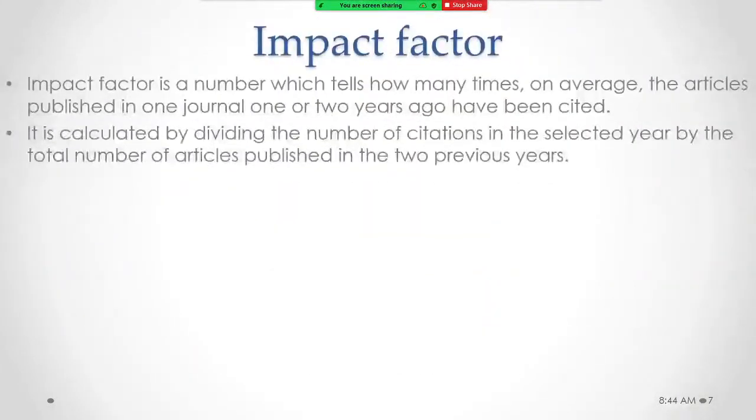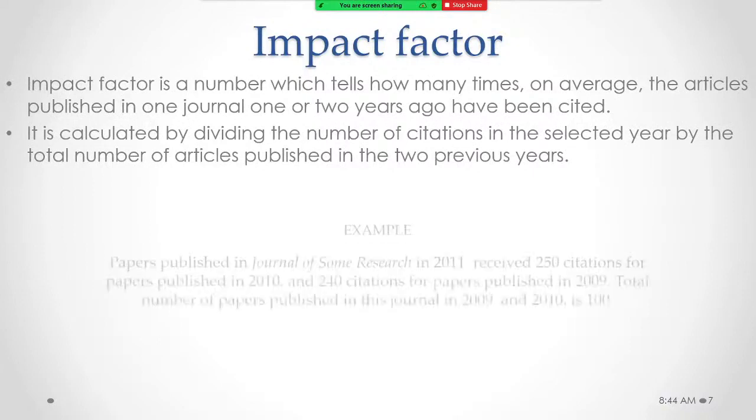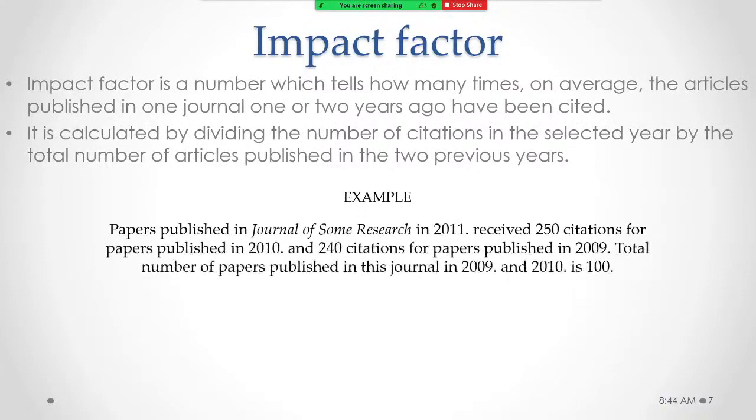So what is impact factor? Impact factor is a number which tells how many times on average articles published in one journal 1 or 2 years ago have been cited. So let us see what impact factor is by this simple example.